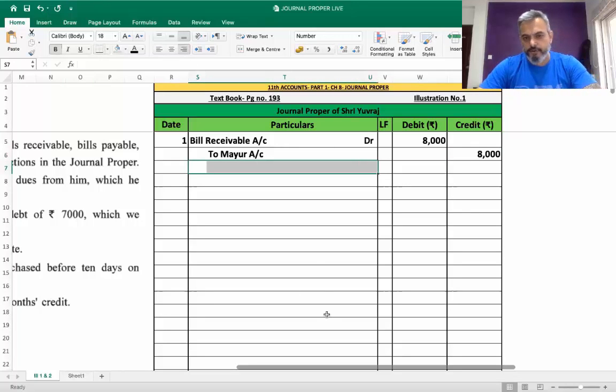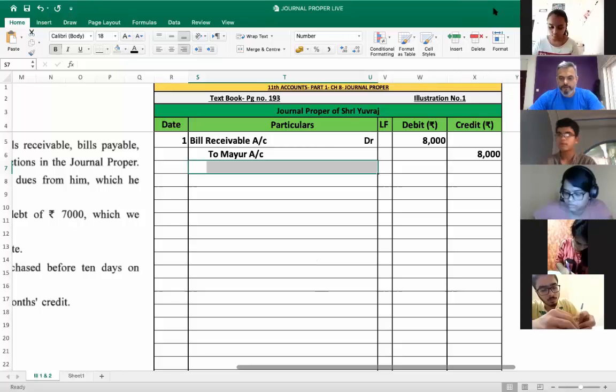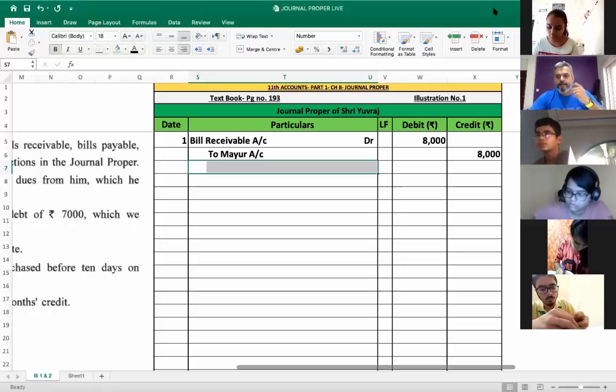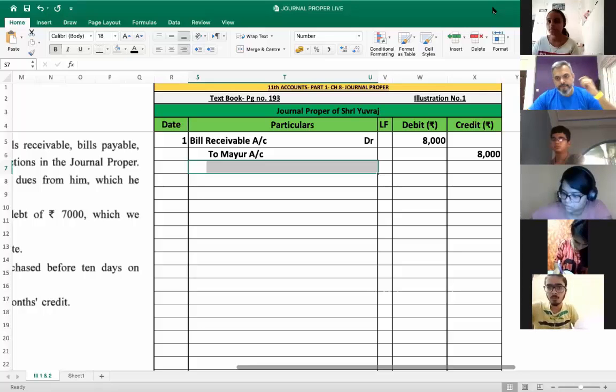Narrations you write when you do this as homework so that we can cover more transactions in the lecture. Any doubt over here? All of you understood? The bill has come to us, who gave the bill? Mayur. Bill comes in, so bill receivable account debit. Who is the giver? Mayur is the giver.